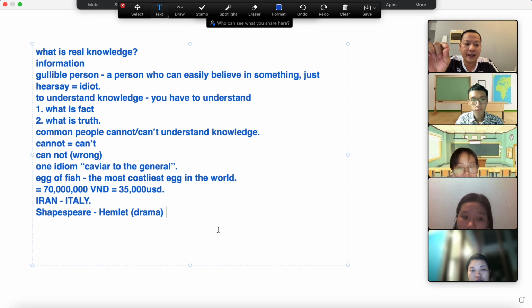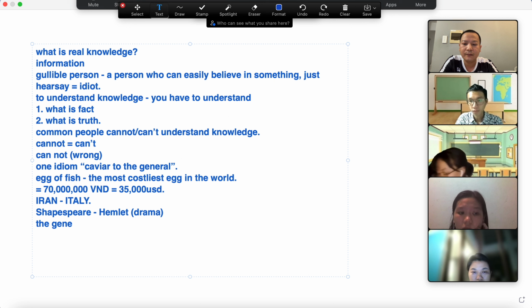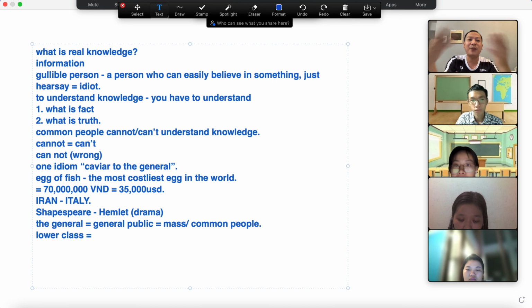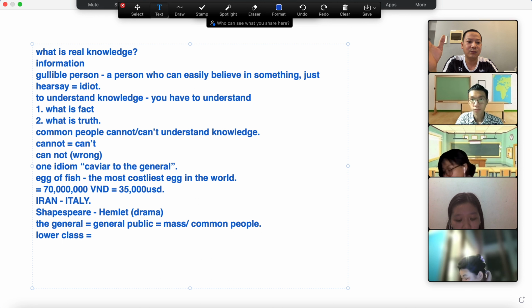And now you understand caviar. Now what is general? General here means general public. So we are talking about the mass or common people. The mass is the lower class in societies. When we talk about the mass, we talk about the general public, common people, lower class in societies who don't have knowledge.